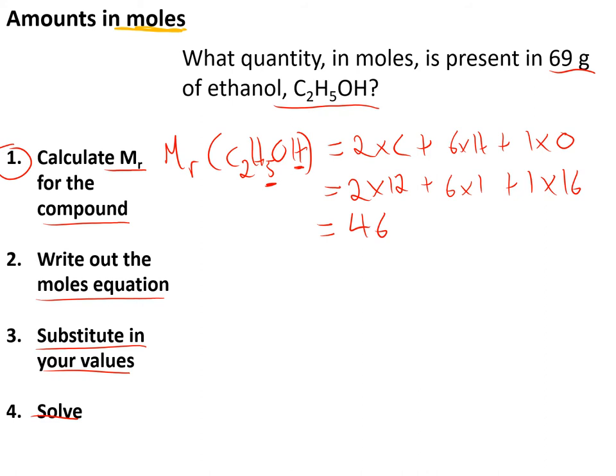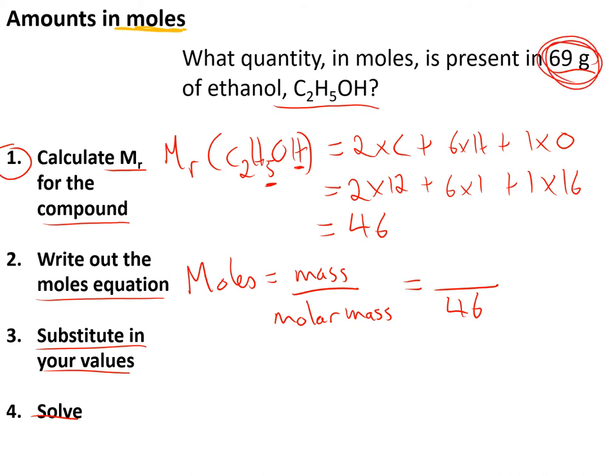Now we're going to write out our moles equation. So moles equals mass over molar mass. We've just found the molar mass because that is the same as the relative mass. So we're dividing by 46. We've got 69 grams up here was the mass given in the question. So we're going to put 69 there. And if we do that, it comes to 1.5. And the units is mole. So that is our final answer.